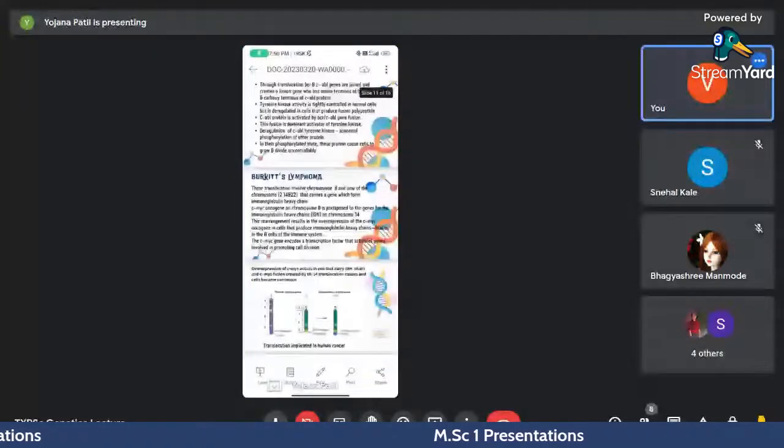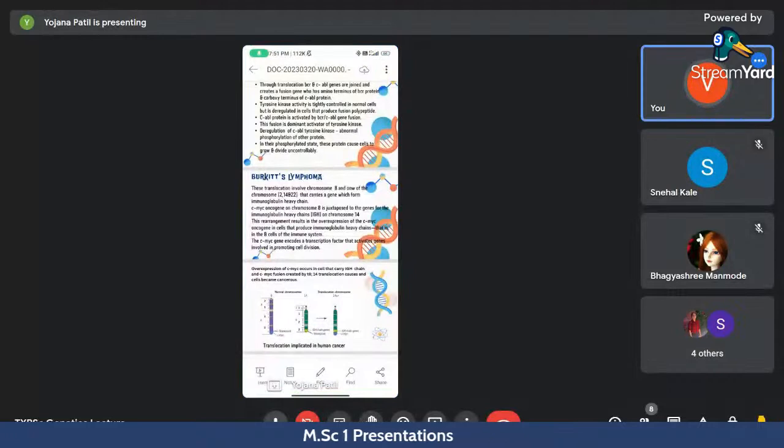Full form of CABL. Abelson murine leukemia, I guess.